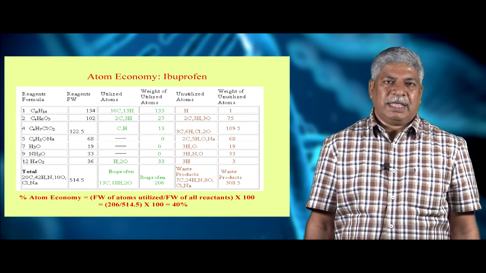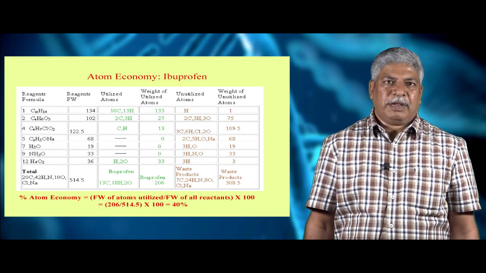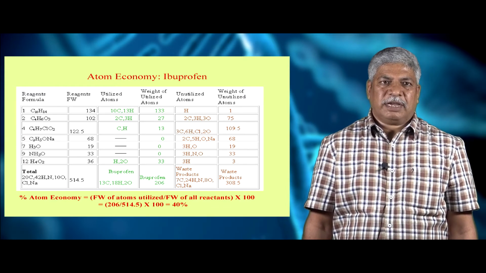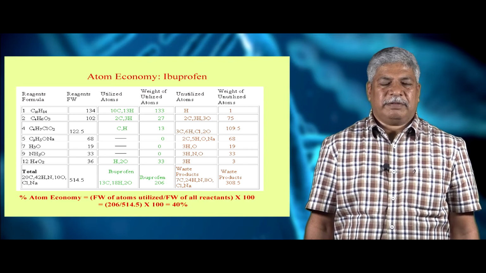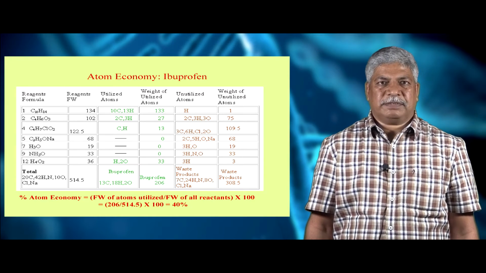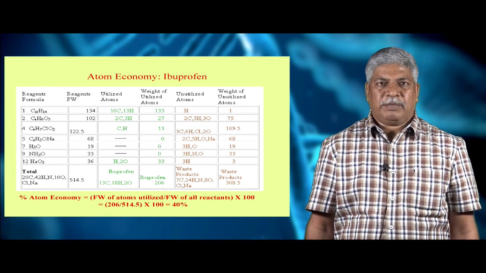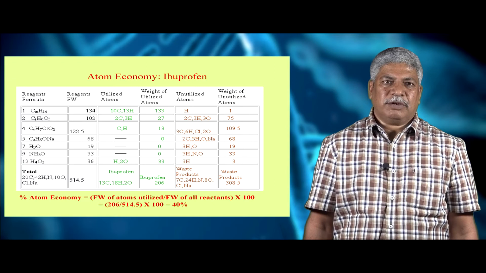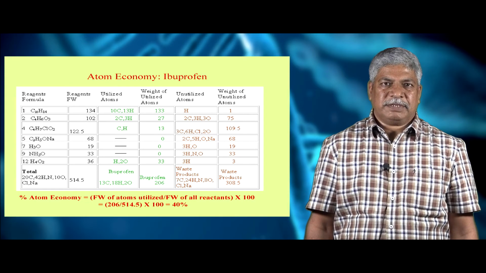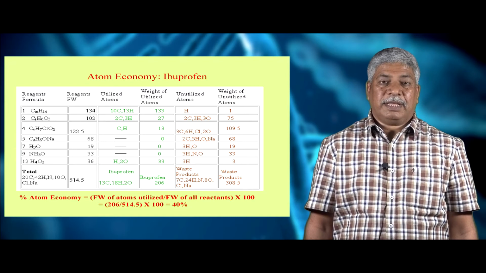If we calculate the atom economy for this process as we did for the other examples earlier, the total formula weight of all the reactants comes to about 514.5, whereas the formula weight of the product is 206. So the atom economy is 206 by 514.5 into 100, which is equal to 40%. That means 60% goes into the waste. So the waste removal becomes a problem, and further it may not be a viable process.